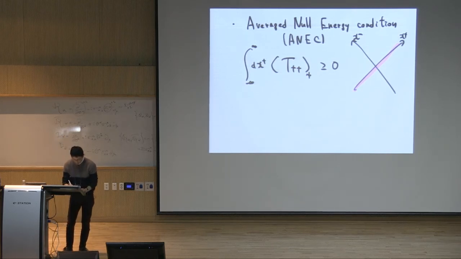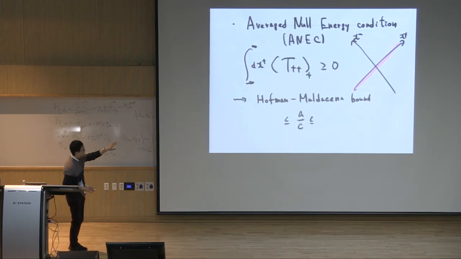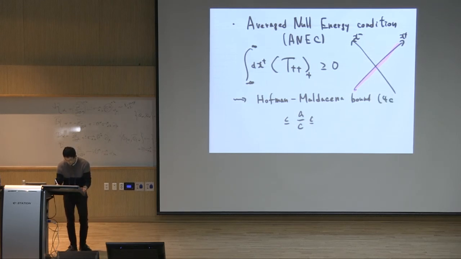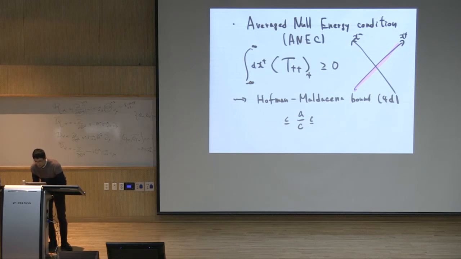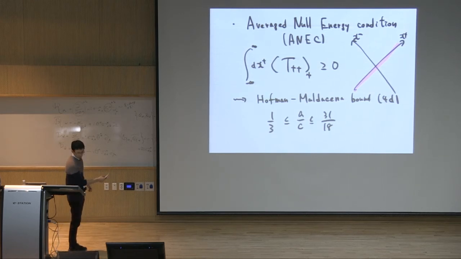And if you assume ANEC, then you can derive a non-trivial bound. One example is the Hofman-Maldacena bound, which is the bound for the ratio between the A anomaly and the C anomaly. By the way, the C anomaly is the type B anomaly in four dimensions. So this is 4D. Sorry, I don't remember the precise coefficient, but I think 1/3 on the left and 31/18 on the right.